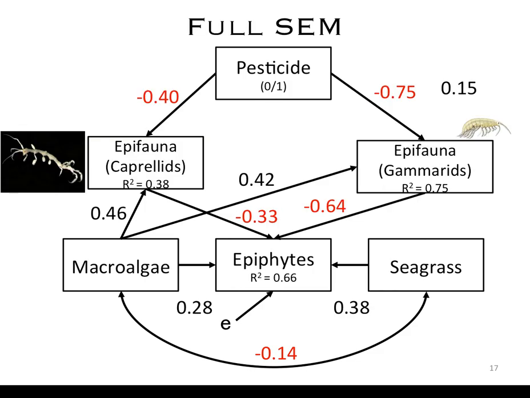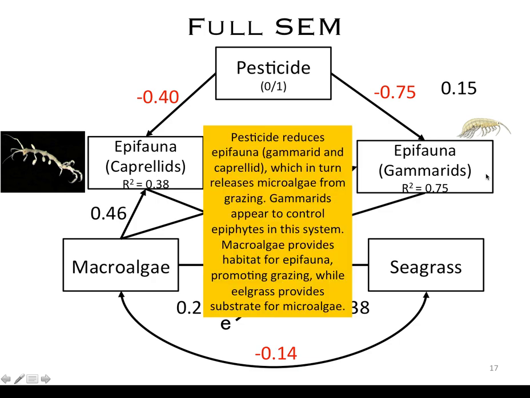And then we have this full SEM where they've put in two different kinds of epifauna. This is caprellid, this crazy looking thing over here. These are gammarids, these guys over here. And I'm not going to walk through every arrow here, but the upshot is that the pesticides reduce the epifauna, both kinds, which in turn release the microalgae from grazing. The gammarids over here appear to really control the epiphytes more strongly in the system. And the macroalgae provides a habitat for the epifauna, promoting grazing, while the eelgrass provides substrate for the microalgae, food and shelter, basically.